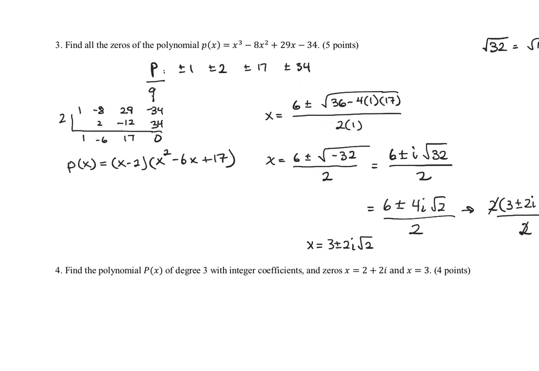So those now would be all of the zeros found. I'm going to make a list here. The first one we found is right here, x equals 2. And the other two that we found were right here, 3 plus or minus 2i square root of 2.